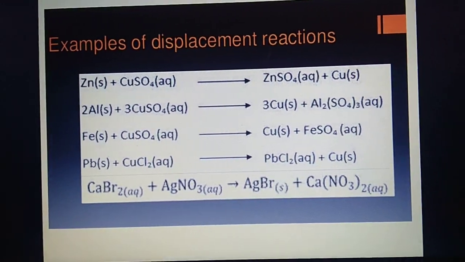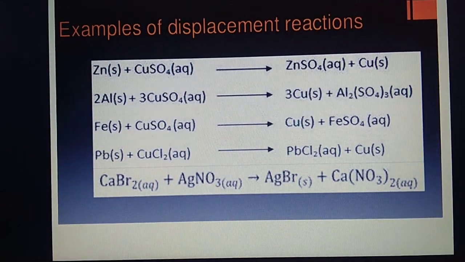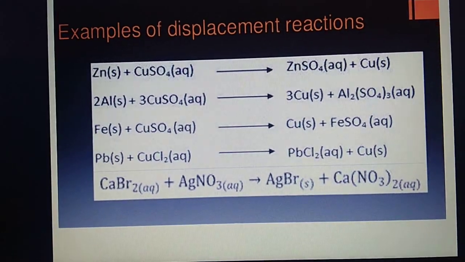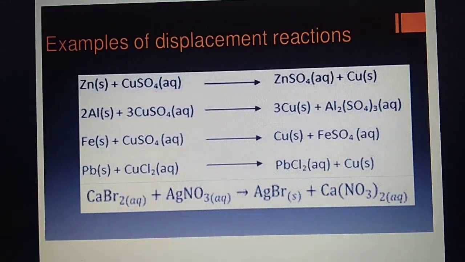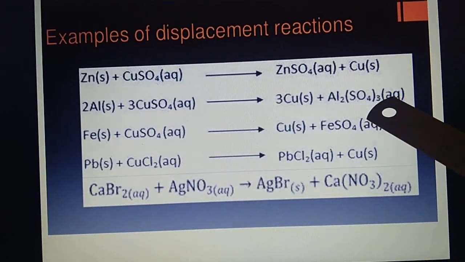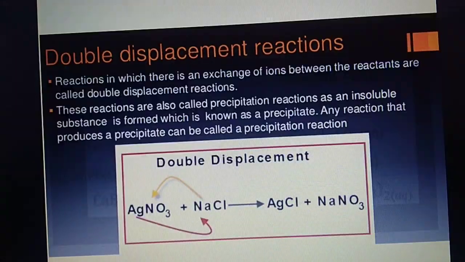Here are some more examples of displacement reactions: Zn plus CuSO4 gives ZnSO4 plus Cu, and 2Al plus 3CuSO4 gives 3Cu plus Al2(SO4)3 in aqueous form. So these are some examples of a displacement reaction.